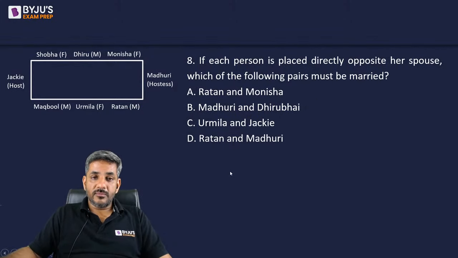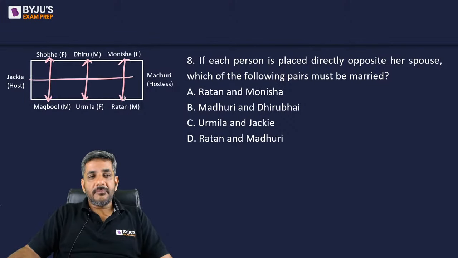And the eighth one, oh, one more is there. If each person is placed directly opposite her spouse, which of the following pairs must be married? सब अपने spouse के opposite हैं. That means Makbul and Shobha are married. Urmila and Dhiru are married. Ratan and Monisha are married. Jackie and Madhuri are married.